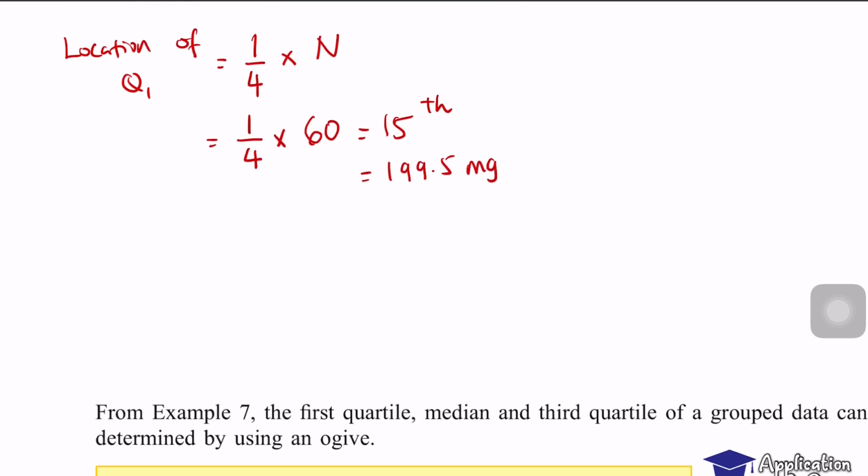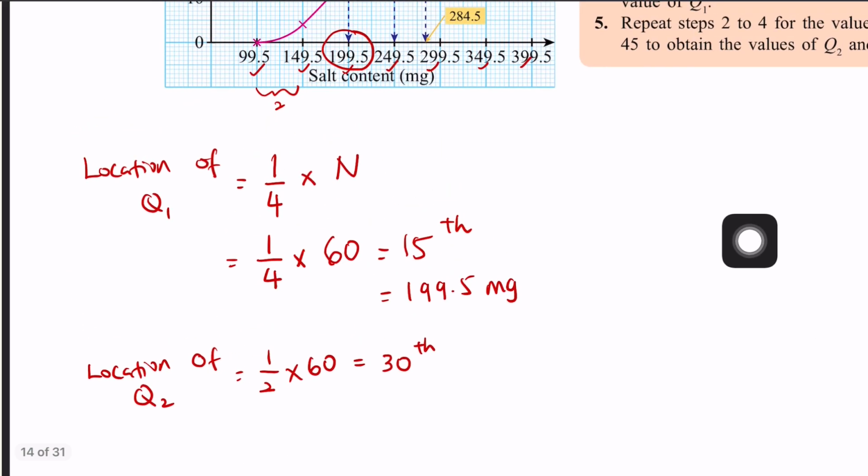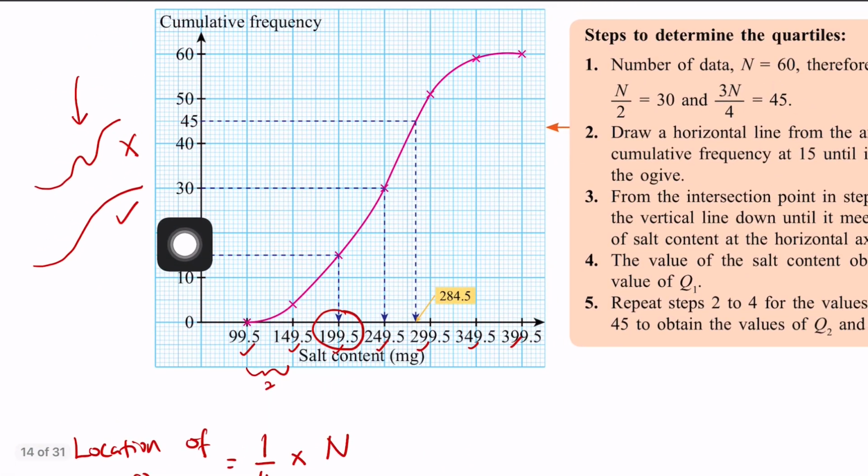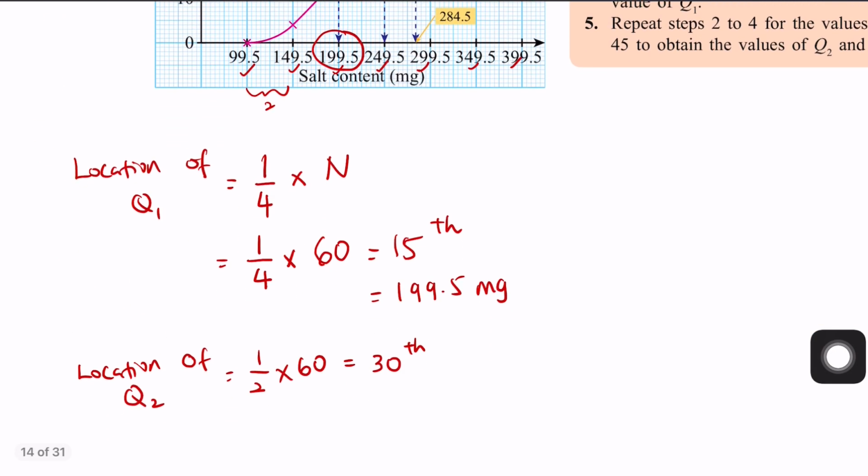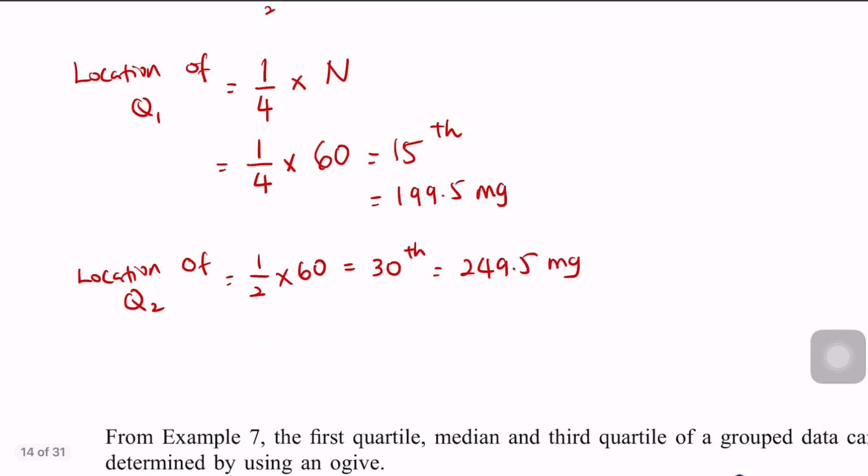Next kita kira pula location of Q2. Median lah. Median is 1/2 times 60. Okay. So kita dapat 30th data. Cari balik. Okay. 30th data. So ni 30th. Good. Dot. Sampai kena ogive. Turun bawah. So 249.5. So dapatlah 249.5 milligram.